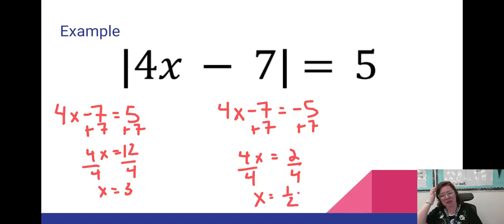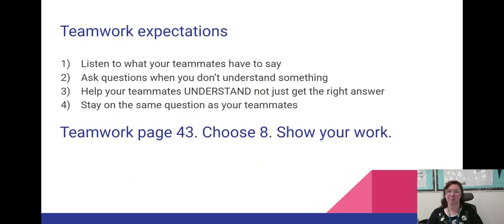Okay, and what this just means is we could plug in a 3 right here. 4 times 3 is 12. Take away 7 is 5. So I wanted something in here, it could be a 5 or a negative 5. Or I could plug in a 1/2 right here. 4 times 1/2 is 2. 2 minus 7 is negative 5. And the absolute value of negative 5 equals 5, just like I wanted it to be.